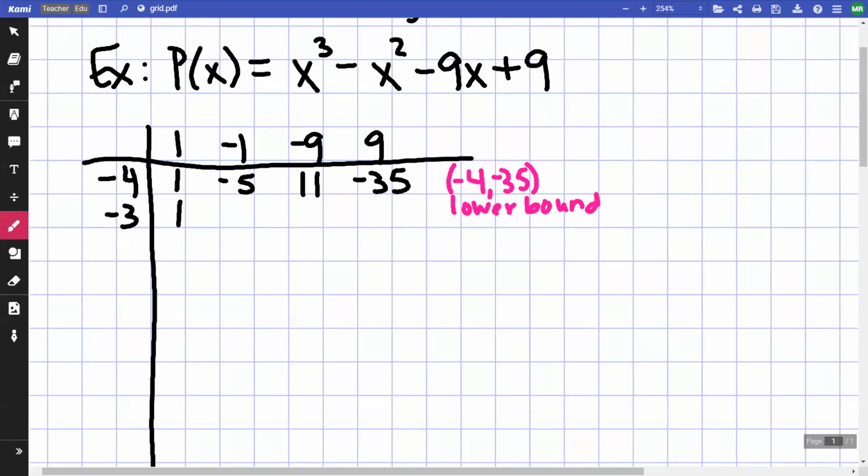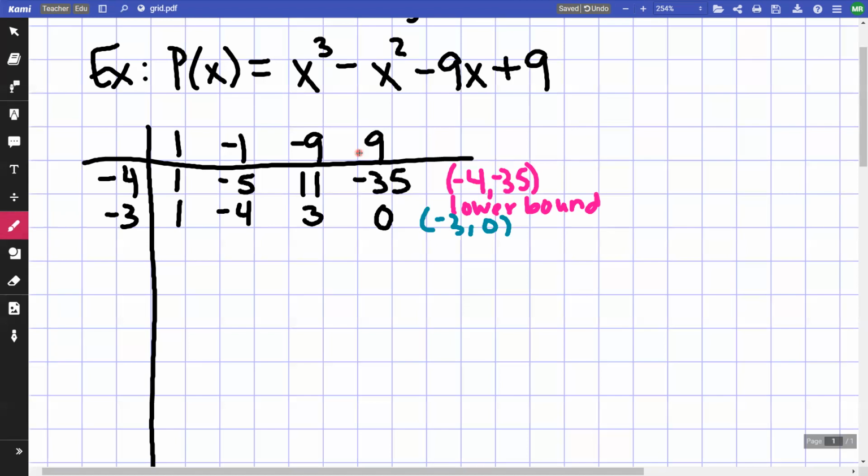Okay, so I bring down my 1. And so we're always bringing down whatever our leading coefficient is. So 1 times -3 is -3. I add it to -1, I get a -4. -4 times -3 is a 12. I add it to 9, I get a +3. Positive 3 times a negative 3, I get a negative 9. I add, I get a 0. Okay, so right now I just found another point. This point is negative 3 comma 0. Okay, so I found a 0.